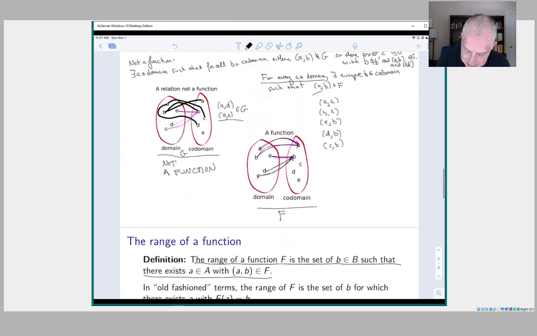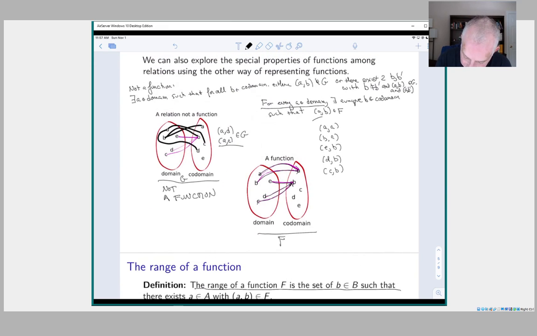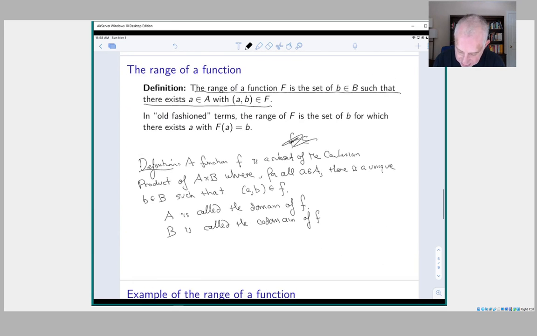So to go back to these pictures, this a has a point in the domain for which f(a) hits that. So the range consists of this point and this point. And these points are not in the range.